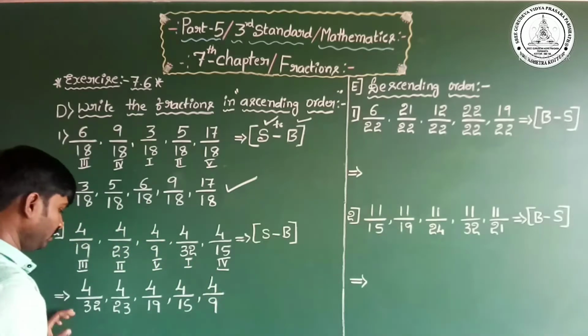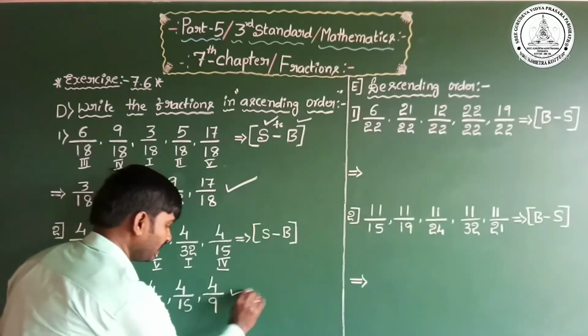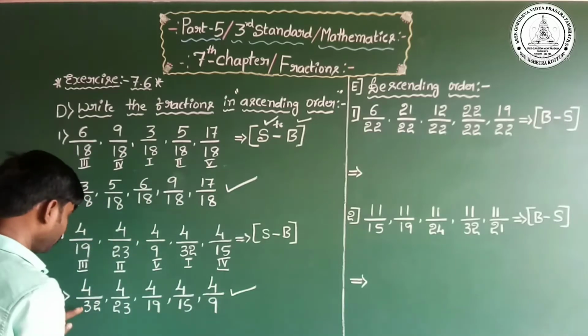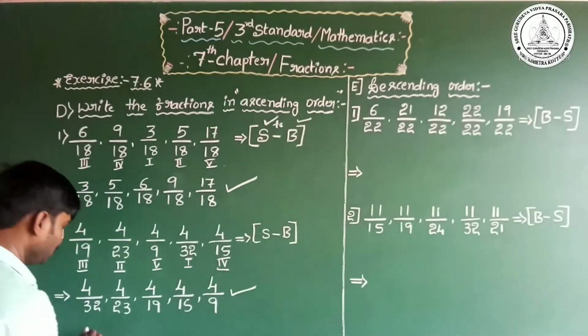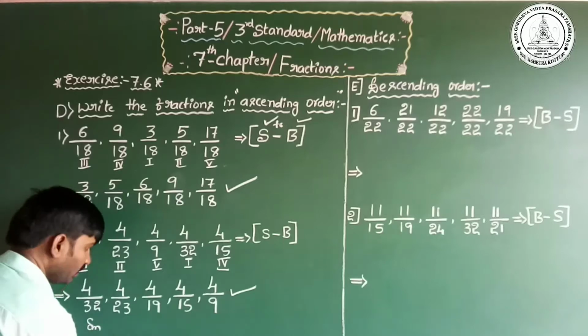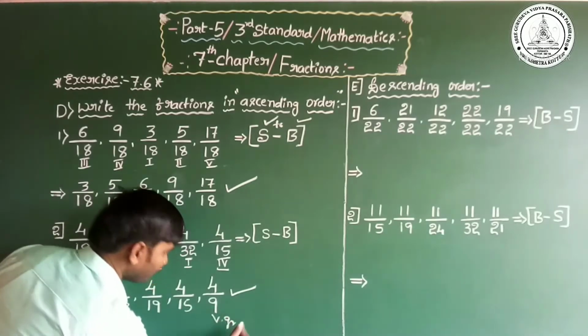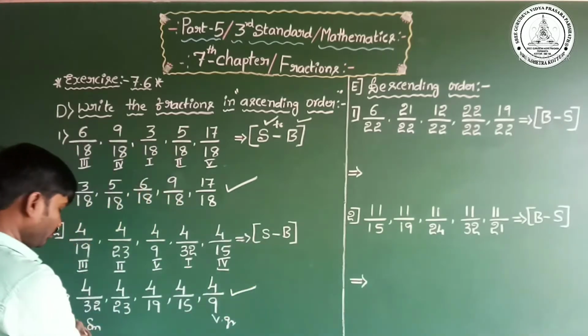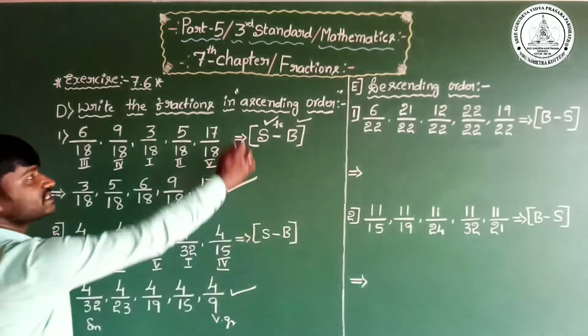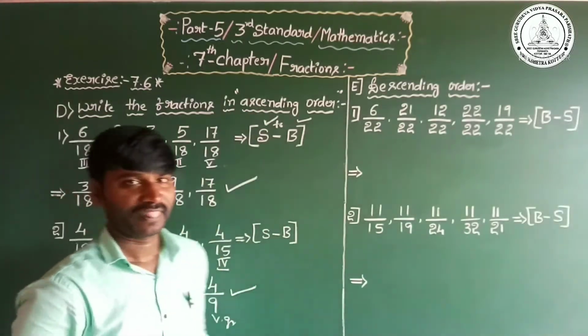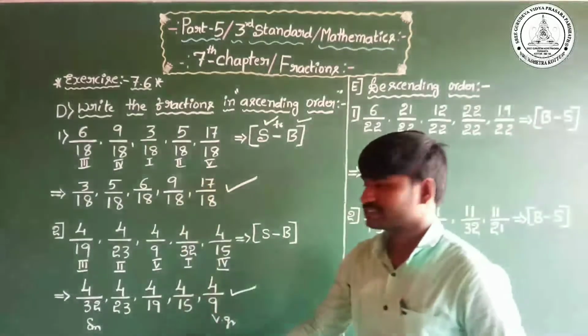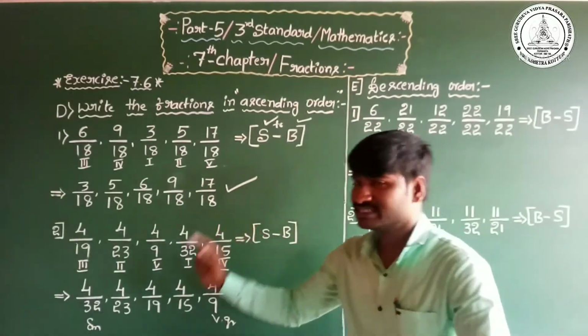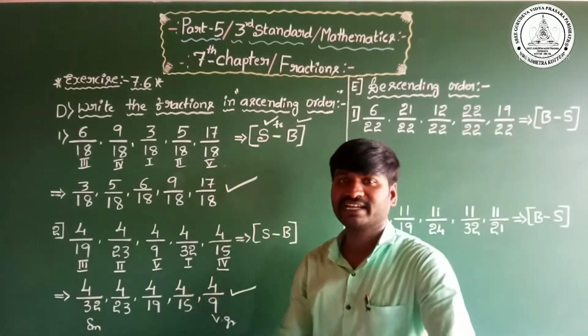Yes, dear student, in these fractions 4 by 9 is the greatest. The next, 4 by 32 is the smallest. This is very small. This is very great. We arrange smaller to greater, because this is the ascending order method. Yes, dear student, understood these two examples? How do you arrange the fractions in ascending order?